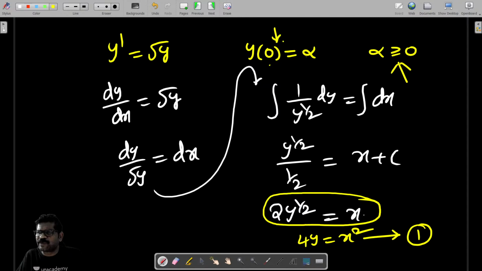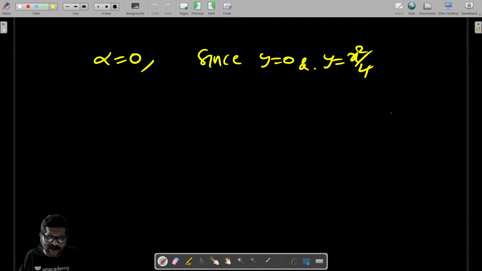Therefore, when x is 0, y is alpha. So, if alpha equal to 0, y is also 0. That is one solution. Another solution is y equal to x square by 4. This is the condition of option A. Option A is found correct.